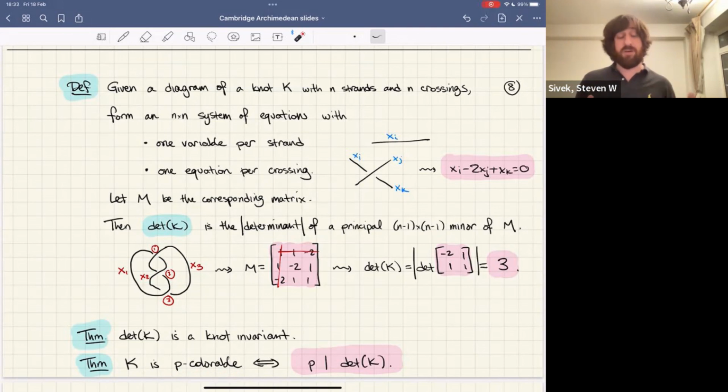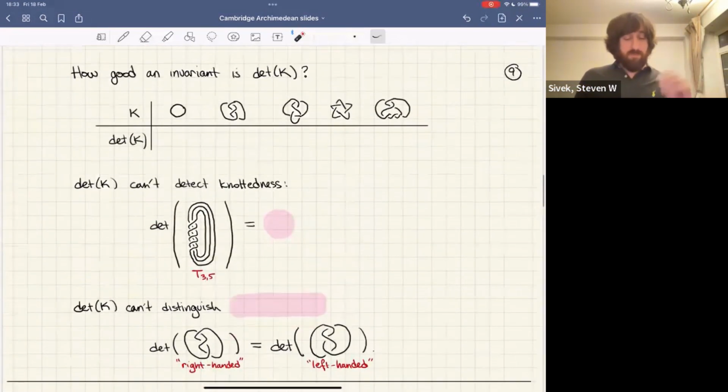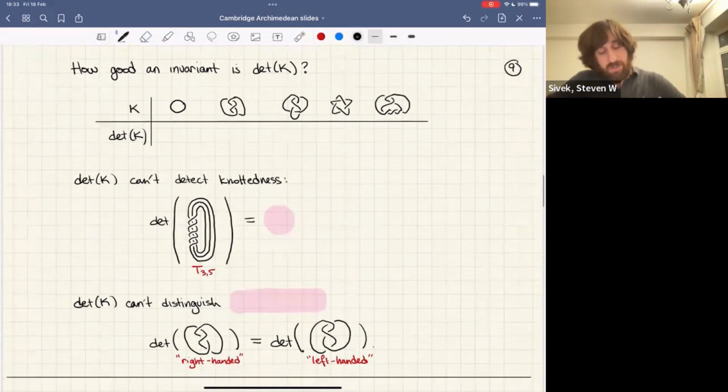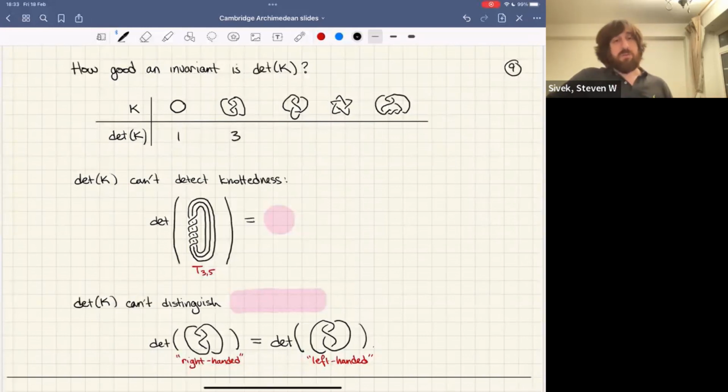So now if you want to compare knots, why bother with colorability? Why not just compute their determinant and see if those are the same? So that's what we'll do. How good an invariant is the determinant? I'm going to fill in a couple of values in this table. For the unknot, it's got determinant 1. For the trefoil, it's 3. For the figure 8, it's 5. For the cinquefoil, it's also 5.